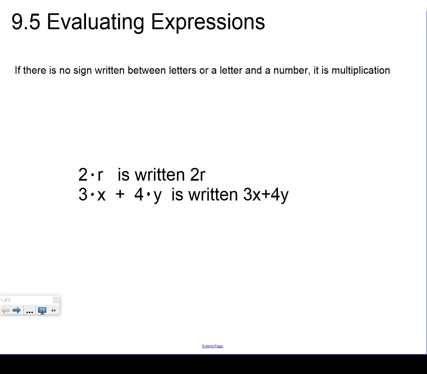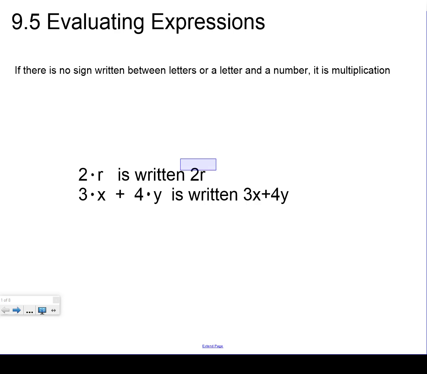This is a lecture video for 9.5, evaluating expressions. So if there is no symbol or no sign written between letters or a letter and a number, you assume that there is multiplication. So for example, 2 times r can be written as 2r, and 3 times x plus 4 times y is written 3x plus 4y.